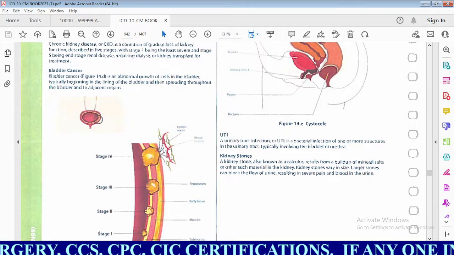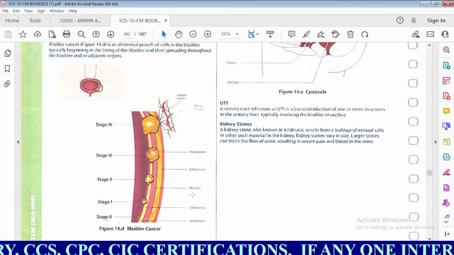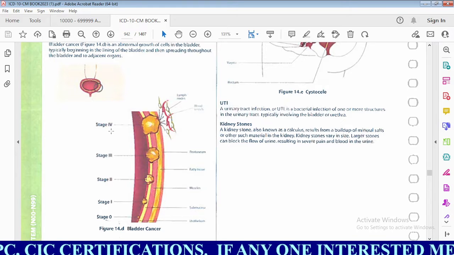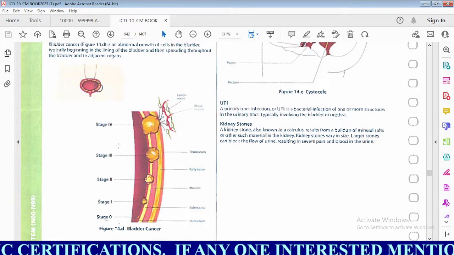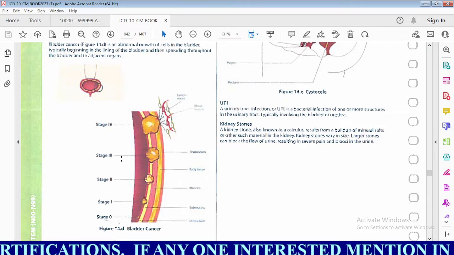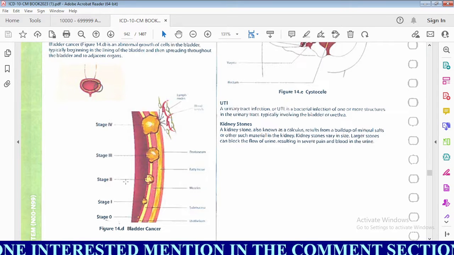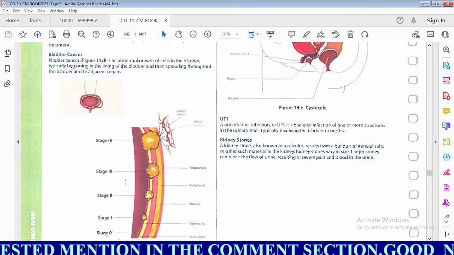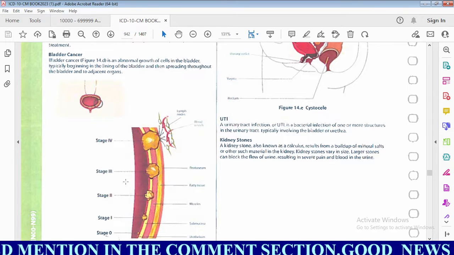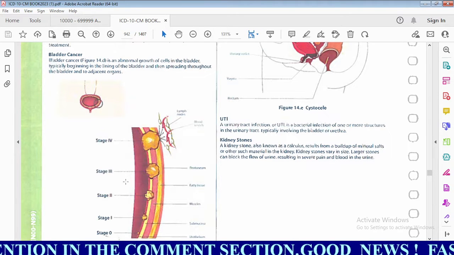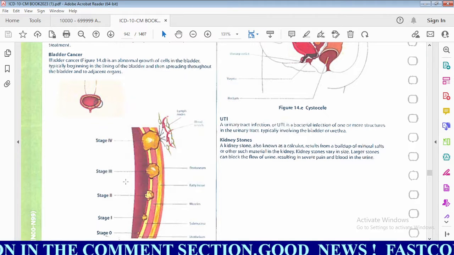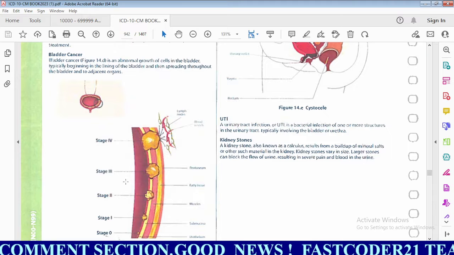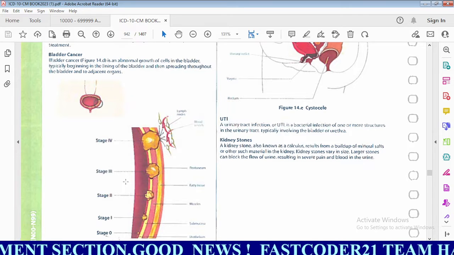So if you see here bladder cancer, which is having stages, stage 0, stage 1, stage 2, stage 3 and stage 4. So based on a stage, we need to code. So while coding bladder cancer in CPT, we need to check the location of the bladder cancer. So based on the location, we have separate codes. So in order to code properly, we need to identify the exact location where the physician performed the bladder procedure.